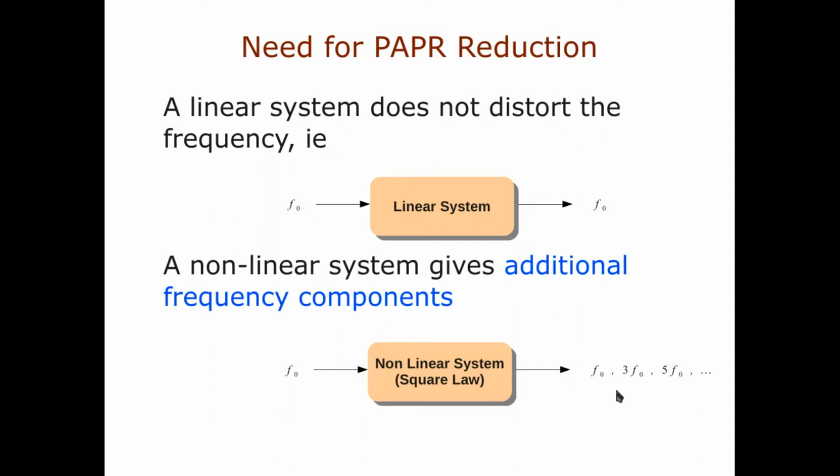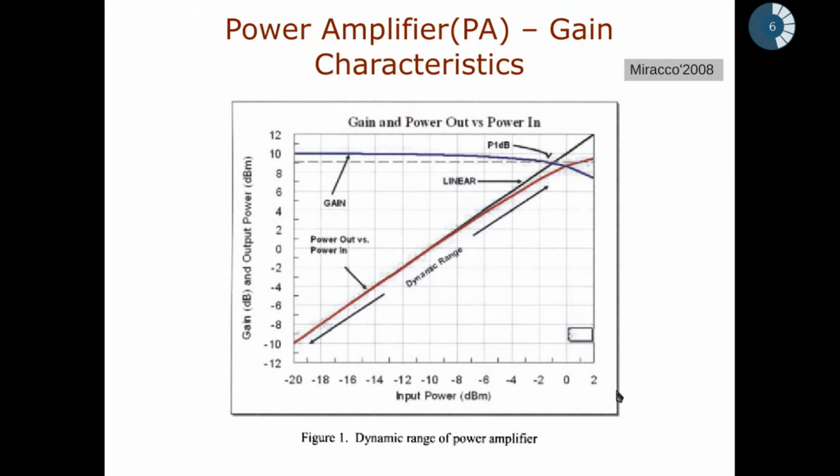So in addition to the f0 frequency, you are going to get the corresponding odd harmonics of f0, which are 3f0, 5f0, and so on. Now here is a graph which is showing you the gain characteristic of a power amplifier.